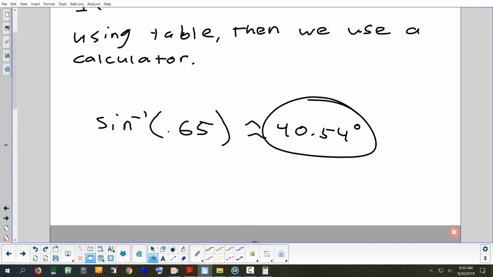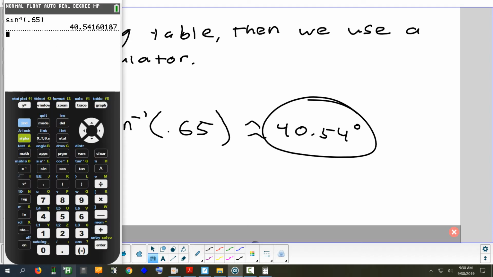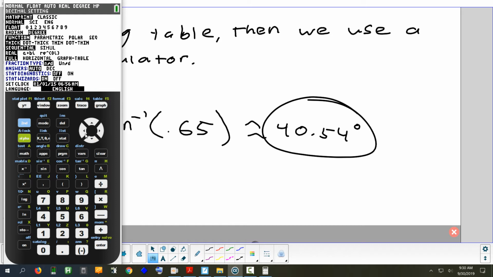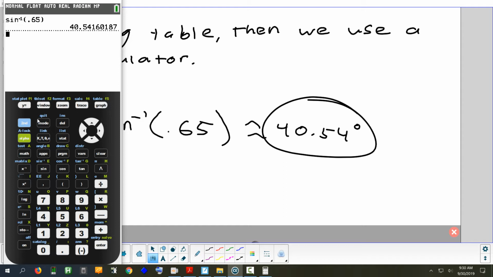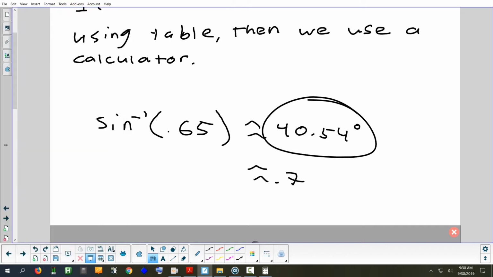If you wanted to do it in radians, there's no difference at all with how you type it in. Type in the exact same problem. Let's go second. There we go. Just change the mode. So it's about 0.71 radians. Okay, you do not have to write both, I'm just showing you how to do both.